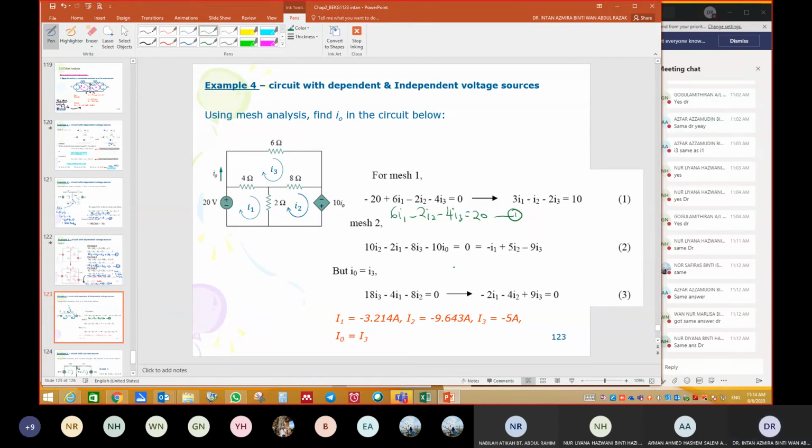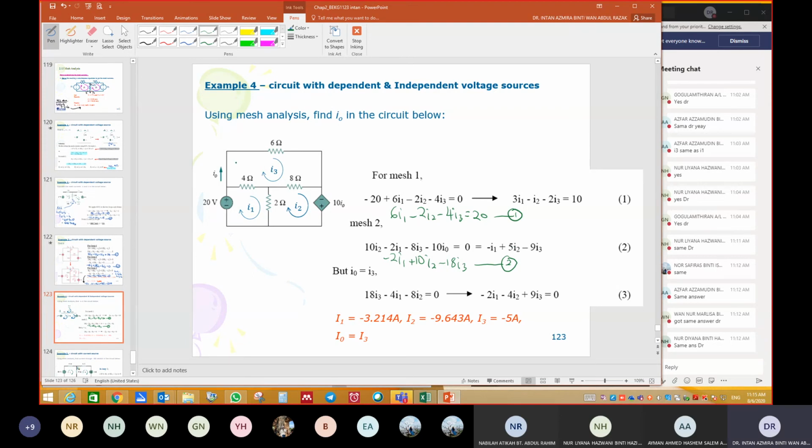So just substitute I0 here with I3. And then rearrange, and then we have plus 10 I2. Okay, so this is I3, it is minus 18 I3. This is your second equation. No need to simplify like this. Okay, we go to the next loop.